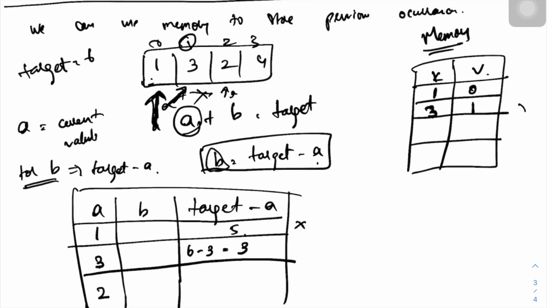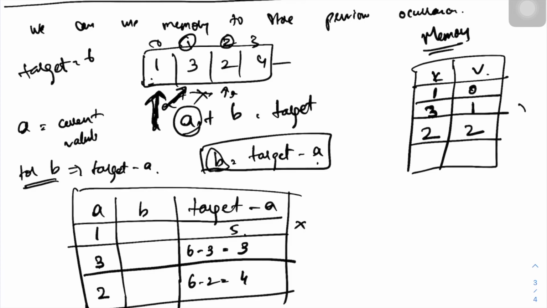What will be my target minus A? 6 minus 2, which is 4. Do I have 4 in the memory? No, I don't. So my next step would be adding this current location to my memory, so that in case I need this in my next iterations, I can use it. So my value is 2 and it's found at location 2.